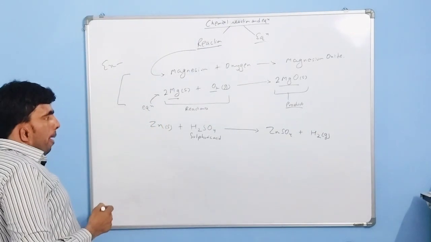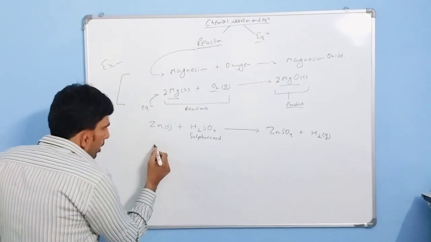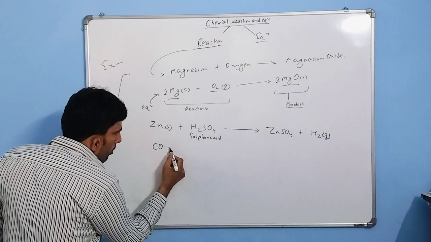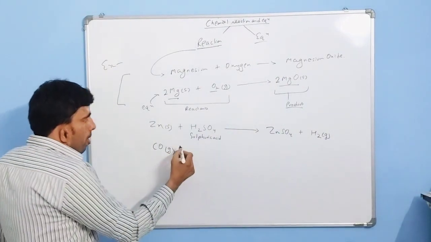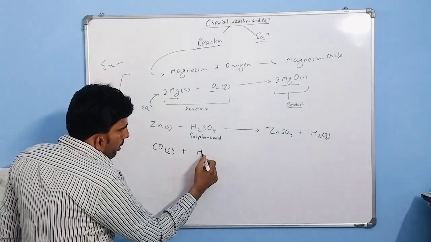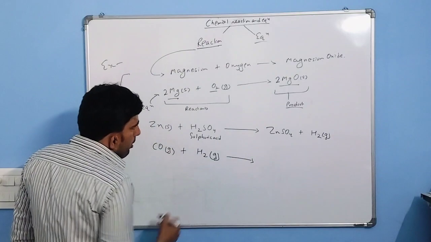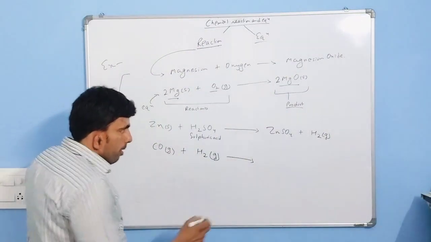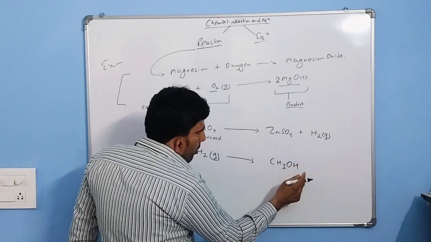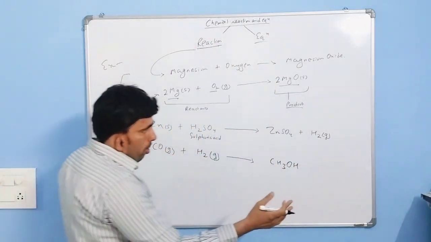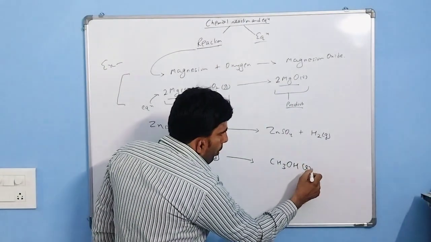Let's take an example about gases, like carbon monoxide. You all know it is a highly poisonous gas. So when I react these two gases, what will I get? What I get is alcohol. That is called methanol, and it is in liquid form.